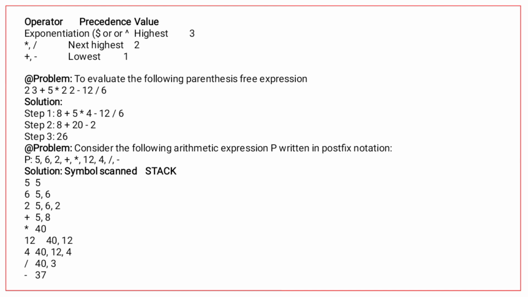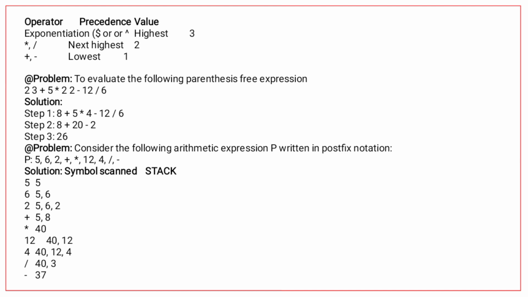Again, we consider the second problem. Consider the following arithmetic expression P written in the postfix notation: 5 6 2 plus star 12 4 slash minus. The solution: the symbols are scanned from left to right. The first element 5 is scanned, then second element 6, then third element 2 is scanned, then we use the operator. 6 plus 2 is 8, means 5 comma 8. Then next symbol is scanned, star, then 5 star 8 equal to 40.